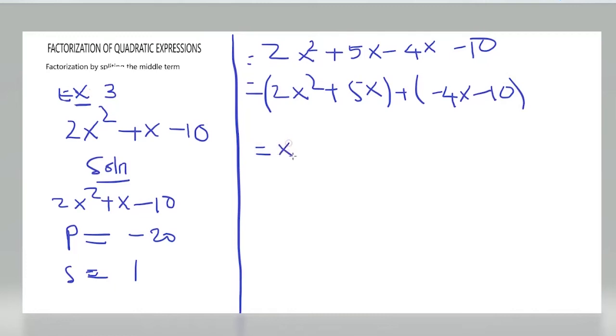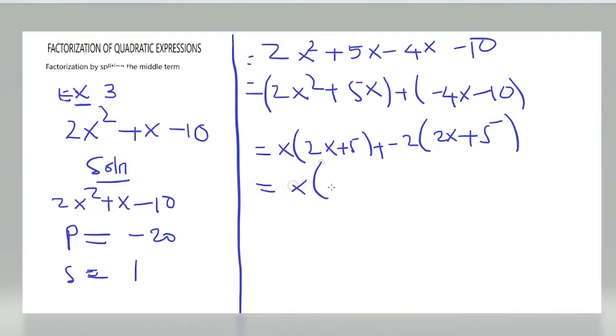Now this one will be equal to 2. Okay, take x outside the bracket. This one will be equal to 2x plus 5. Then plus, take negative 2 outside the bracket. Then this one will be equal to negative 2. Inside I'm going to have 2x, then plus 5. Okay. Then this one will be equal to x minus 2.